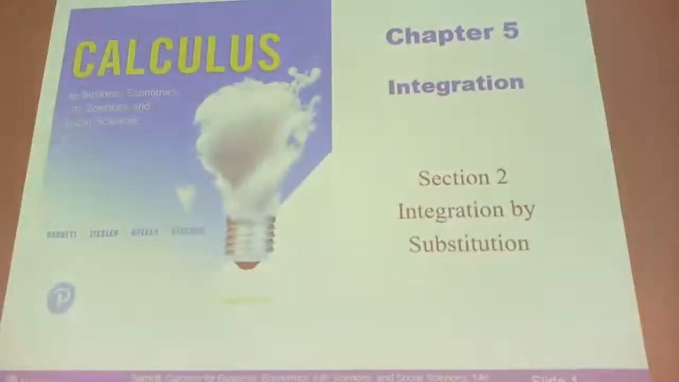All right. So in 5.1, we did integration, basic, straightforward integration. Add one, divide by it, add one, divide by it. We worked that out. We talked about our special cases. Now, what if that doesn't work?